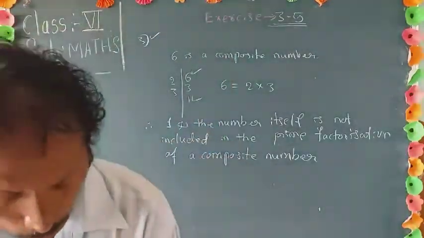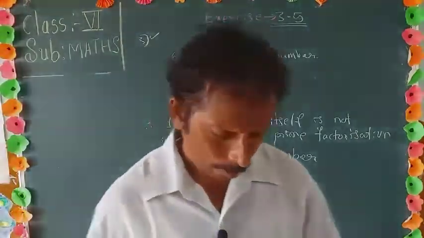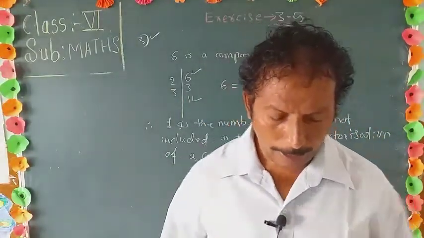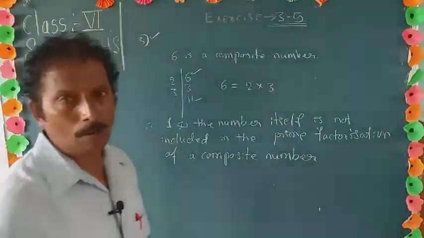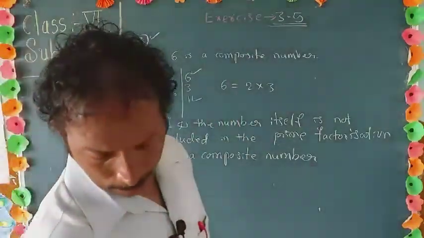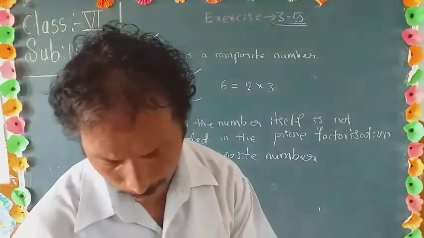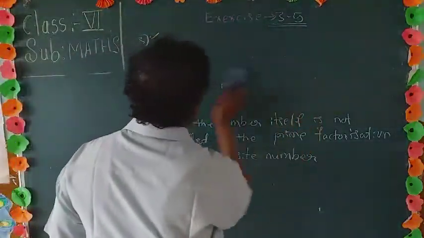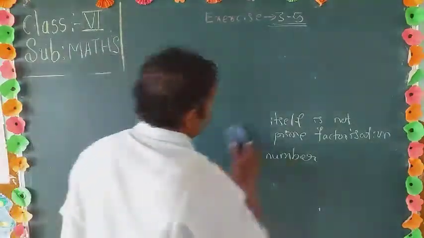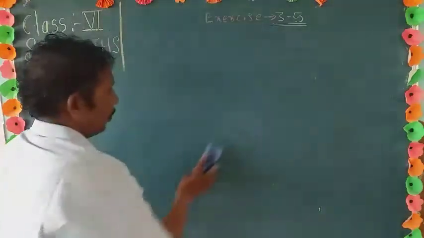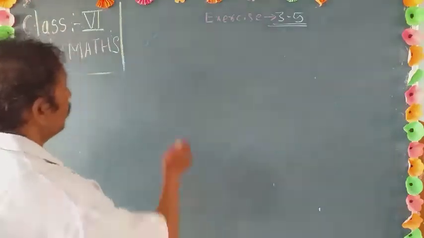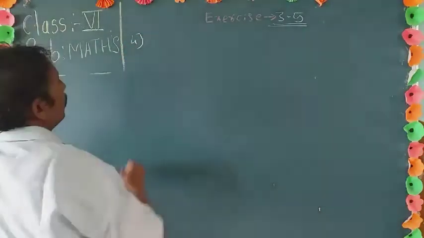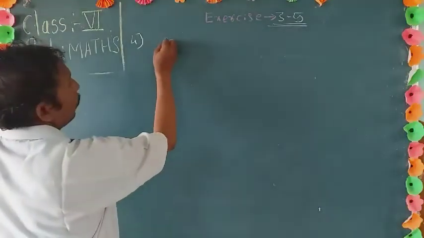Next, question number 4. Write the greatest 4-digit number and express it in terms of prime factorization. Express it in terms of prime factors. In question number 4, first write the greatest 4-digit number.